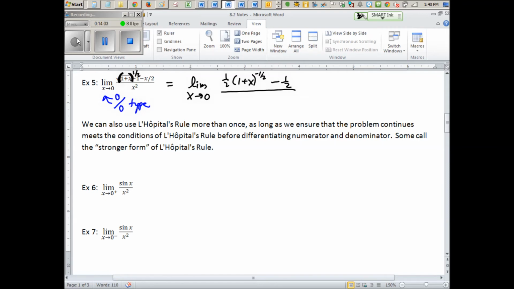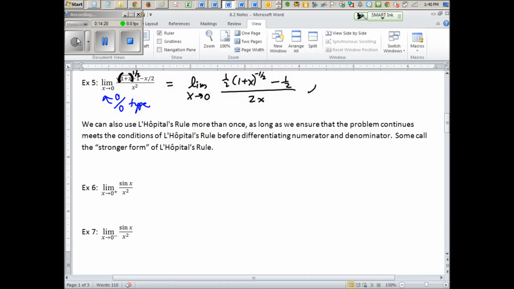You still can't really, oh, and the bottom's 2x. You still can't plug in 2x. You still can't plug in 0, though. You're still going to get like 0 over 0, and that's bad. So you just repeat yourself. You just repeat L'Hopital's rule. This new problem also qualifies for L'Hopital's rule.